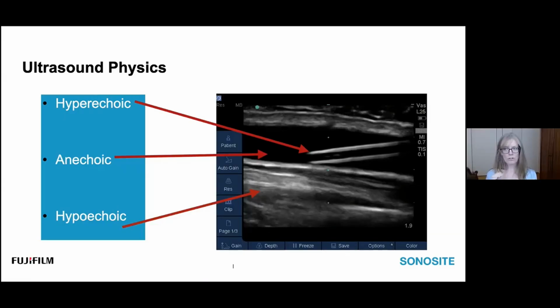Anechoic are structures through which sound waves travel easily. And in this circumstance, it's pointing at the blood that's actually flowing through this fistula. The sound waves travel through the blood very easily. I hope, Kristen, you can correct me if I'm making any mistakes here with my explanation of ultrasound physics.